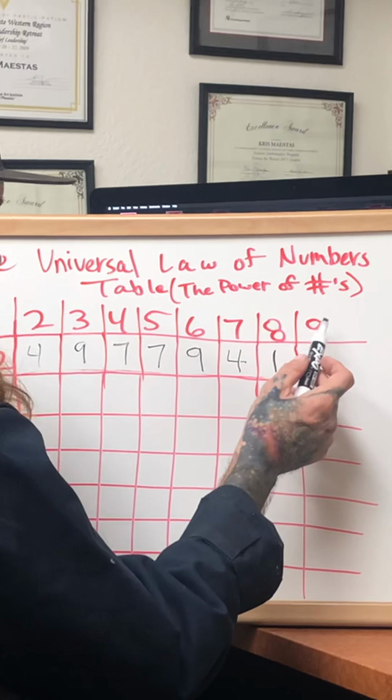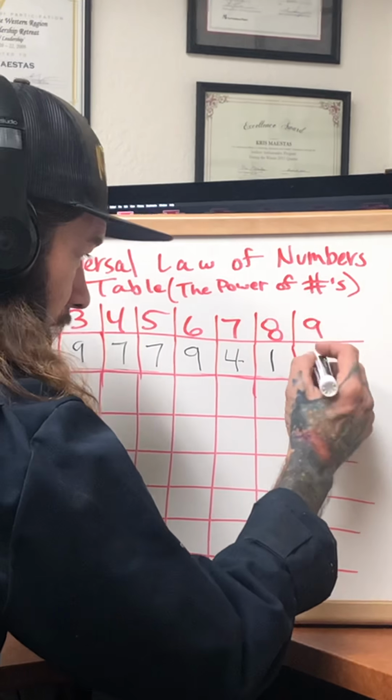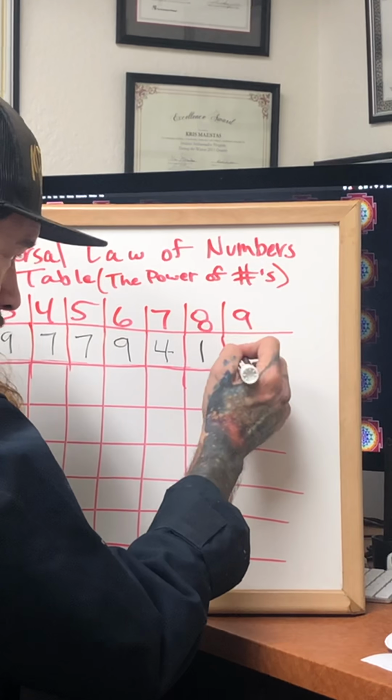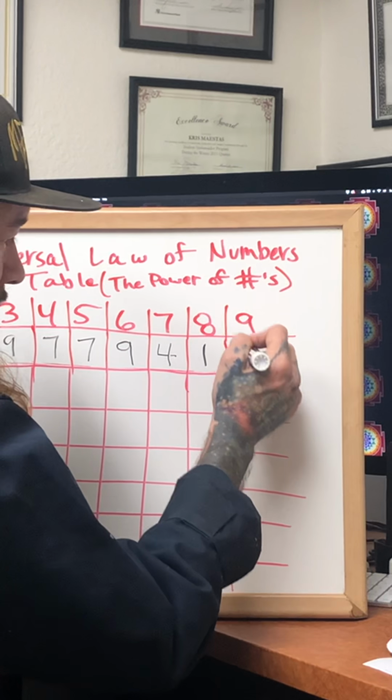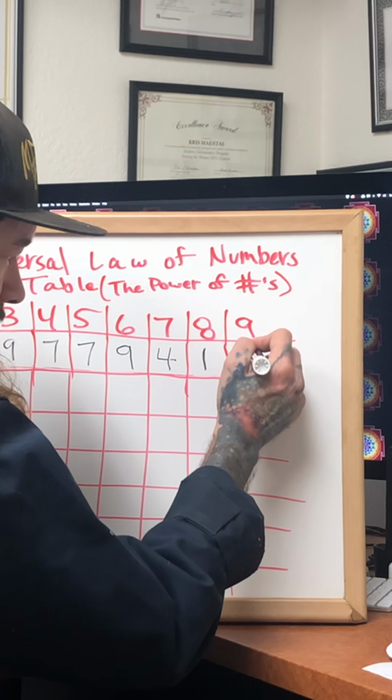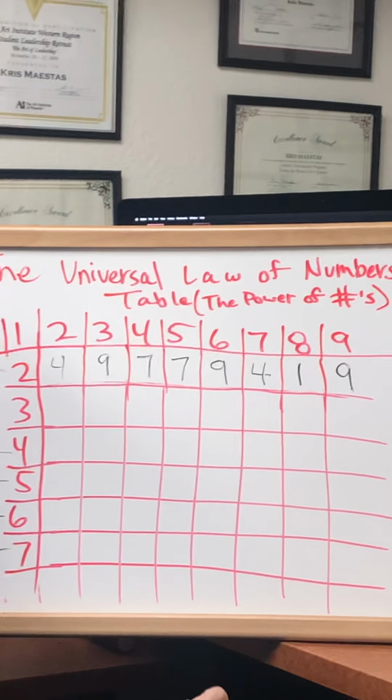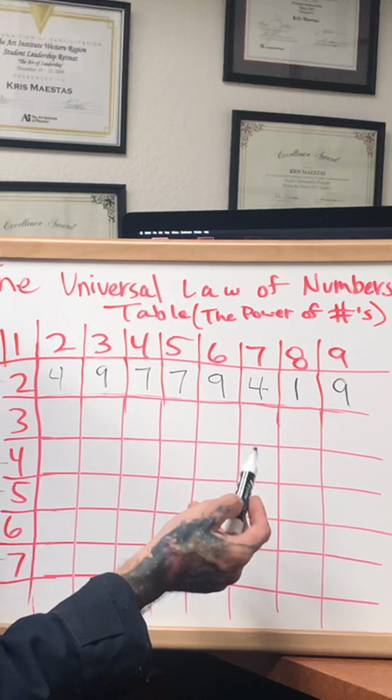And now the last one, 9 to the power of 2, which would be 9 times 9, which would be 81. And then you're going to reduce that. 8 plus 1 is 9. So this is the pattern you're going to go through for all of them.